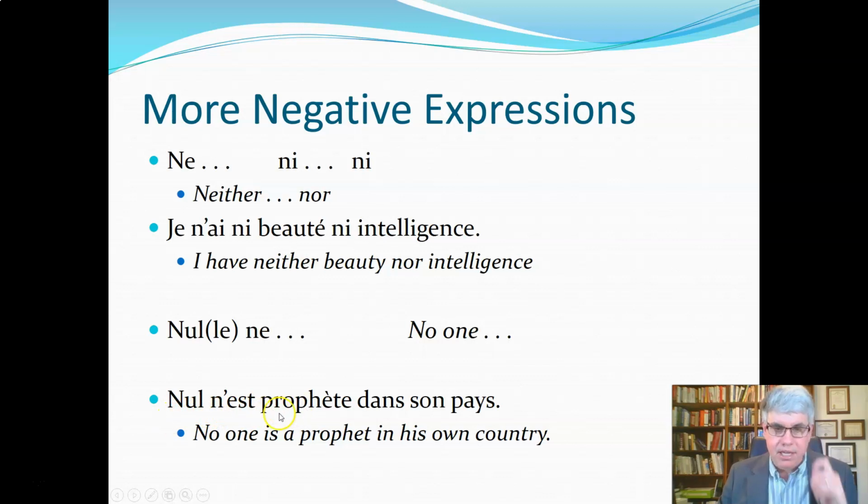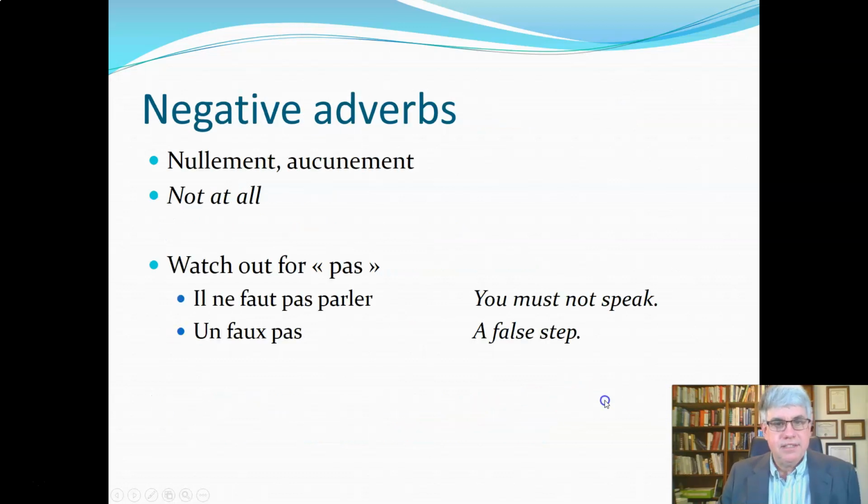This prophet is a profession. We don't put articles in front of professions in French. No one is a prophet in his own country, literally in his country or her country, but in English it says better in his own country. So some negative adverbs are nullement and aucunement, and they mean not at all. If you need a negative adverb, they can come out as not at all.